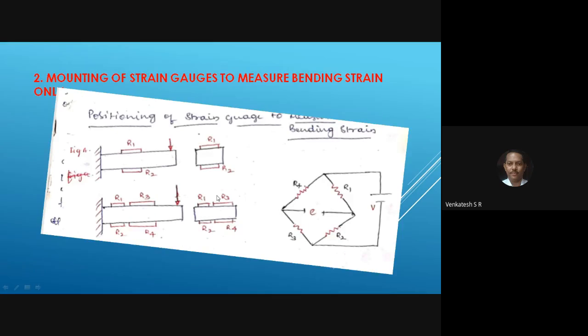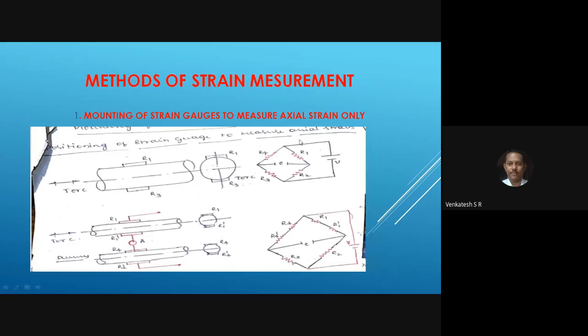So that is the measurement of axial strain in case of shaft. And next come to the point, say instead of using R1 and R2, you can use another two gauges as the dummy gauge. You will get a temperature compensation in this method, so that you can use another two gauges, that is R1 dash and R4 dash.